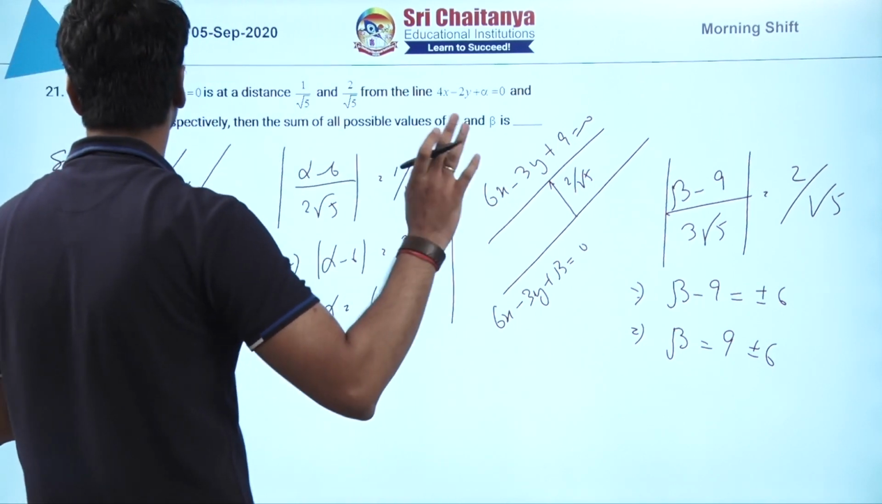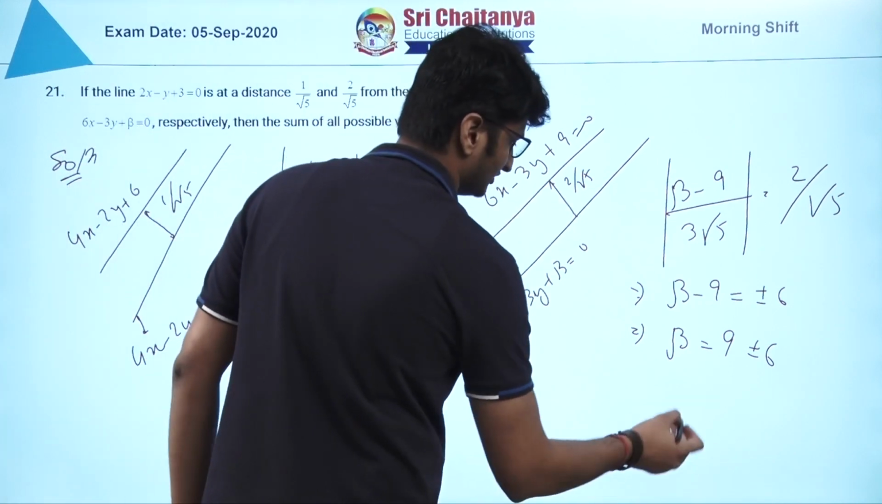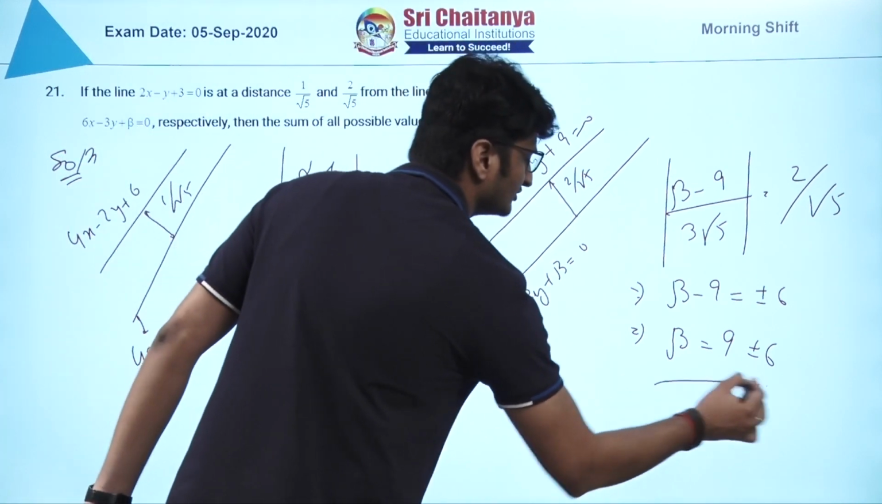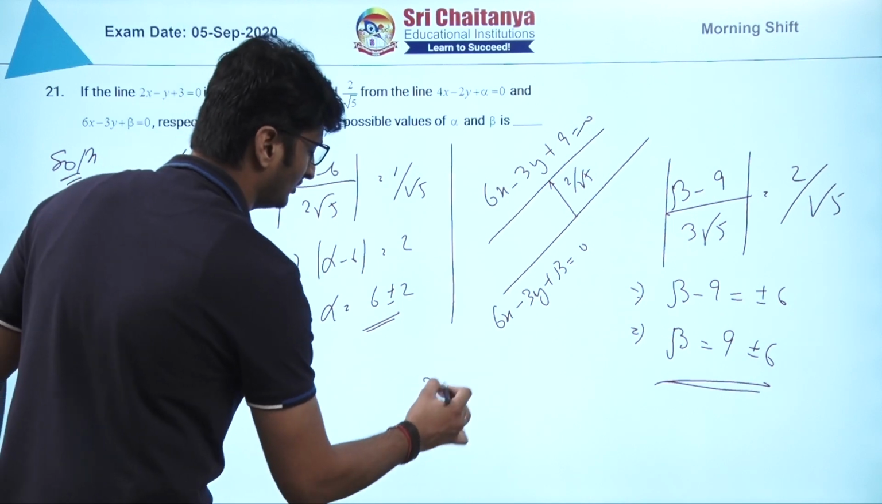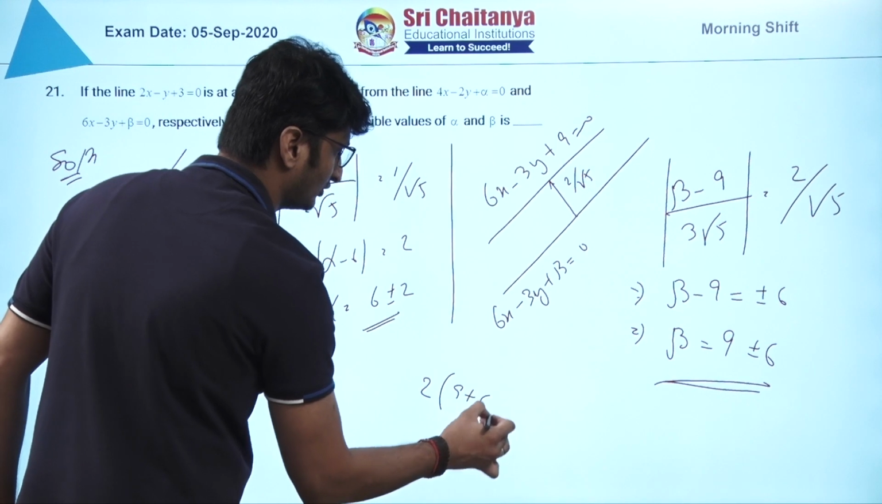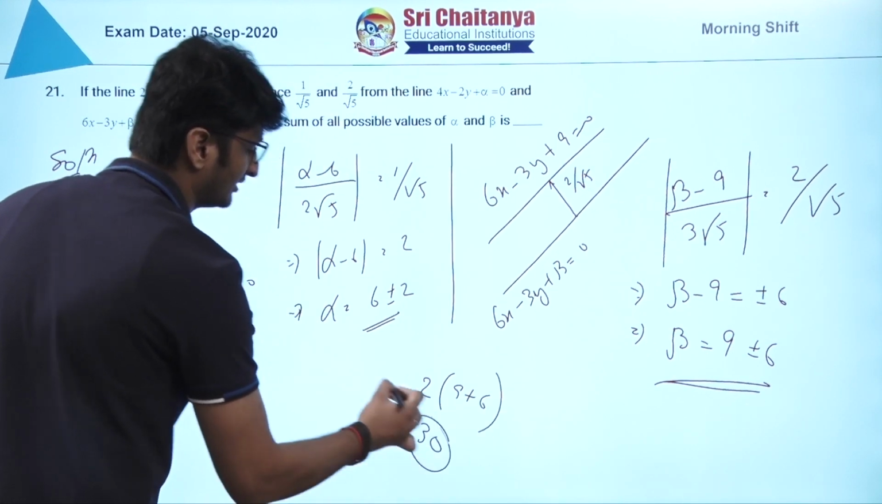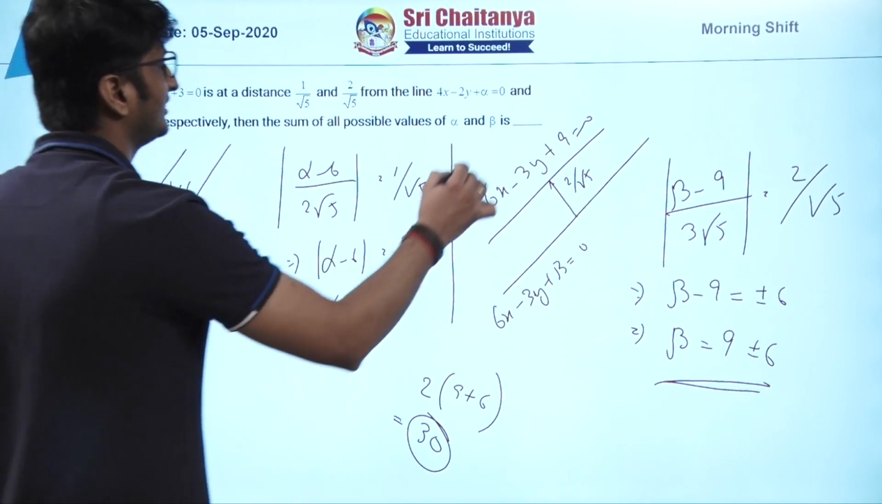Next, listen to me. So, it will be 36, 49, yeah, correct only. So, you have to find the sum of all these values. If you find the sum, you are getting 2 times this, plus 2 minus 2 and plus 6 minus 6 will be cancelled out. So, it will be 2 times 9 plus 6. So, hence it is 30 only. So, the correct answer is 30.